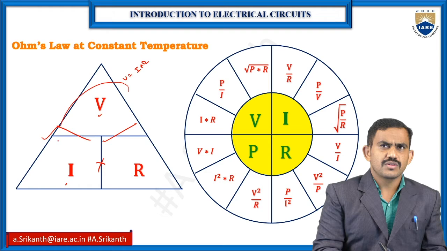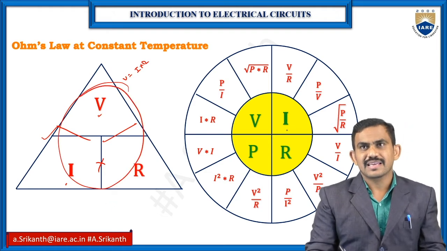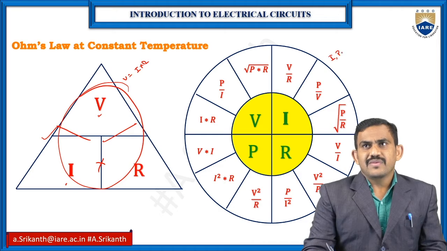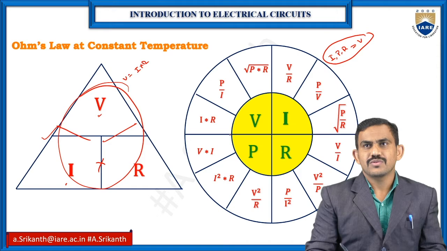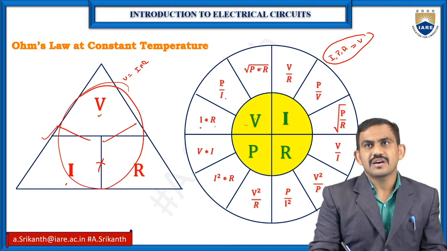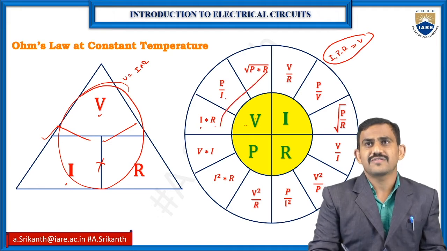So if you remember, using Ohm's triangle, the same thing applies: if you know the I value, P value, R value, I can find the V value in different ways. For V, I into R. For V, P by I. For V, root of P into R. So for voltage, we have three different formulas.